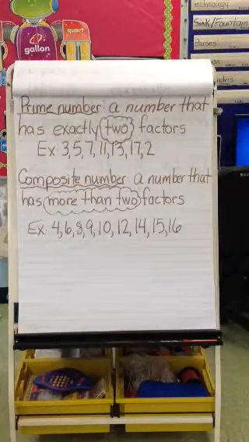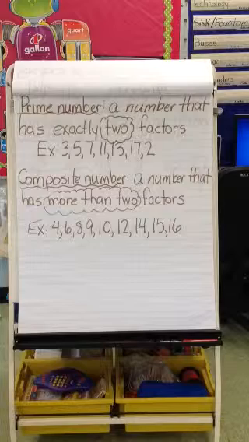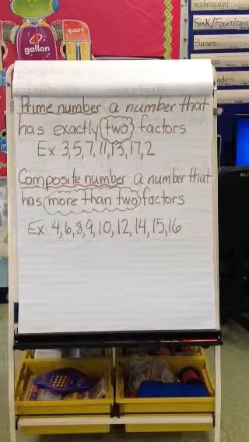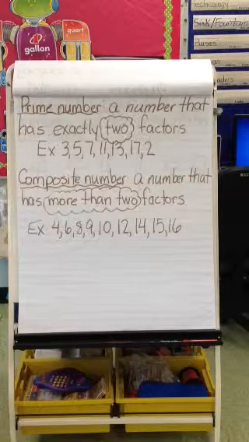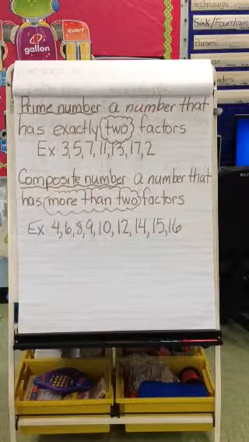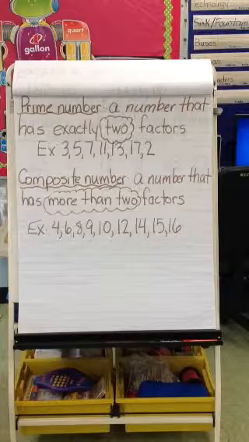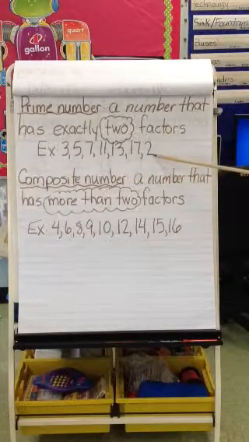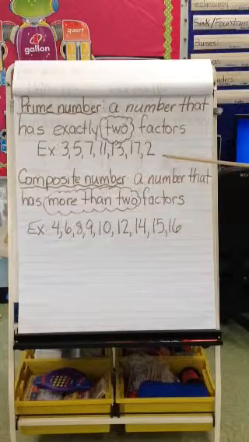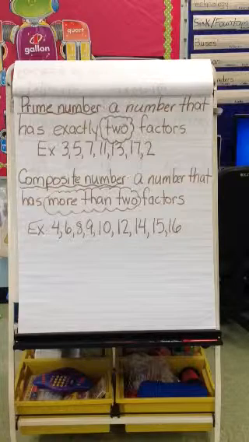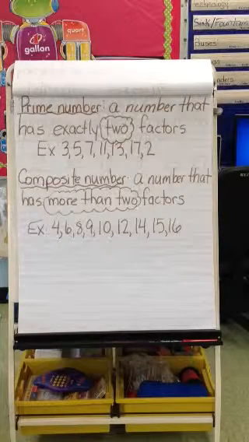Now, a number that has only 2 factors is called a prime number. Here are some other examples of prime numbers: 2, 3, 5, 7, 11, 13, 17. These numbers only have two factors, the number itself and 1. And there are many, many more prime numbers. Those are just some examples so that you have some.